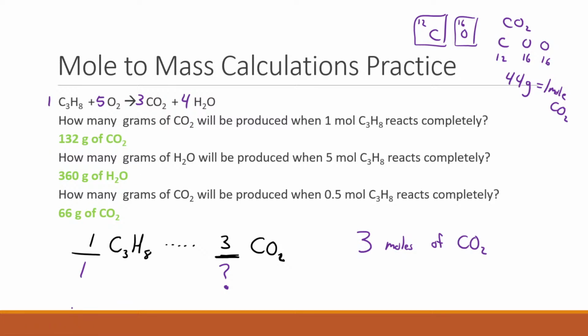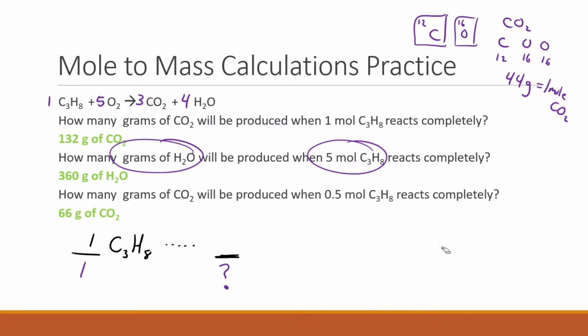For the second question, we're looking at grams of water compared to C3H8. Again, we're only going to keep the important stuff from the equation up top. So that's the 4 and the H2O. And our question this time says 5 moles of C3H8 will make how many grams of water? We're going to use our mole ratio first. 1 to 5 is 4 to 20 moles of water.